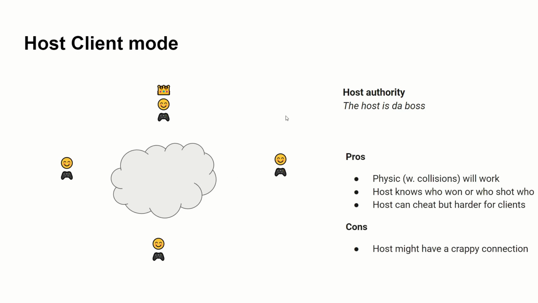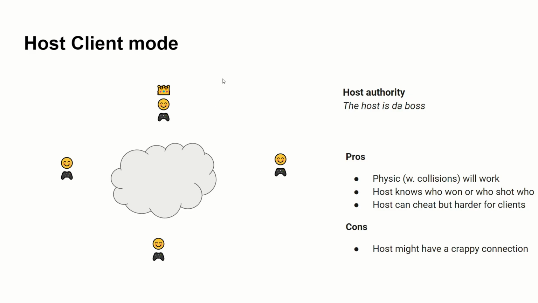The pros with this is that the physics and collisions will work because it's only simulated over here, and the host also knows who won or who shot who because he is deciding. The host can cheat by injecting some code here, but the other clients can't cheat as easily. Of course they can analyze the screen, etc., but it's not the same. The bad part with this setup is that the host might have a bad connection, which influences everybody else in this game mode.